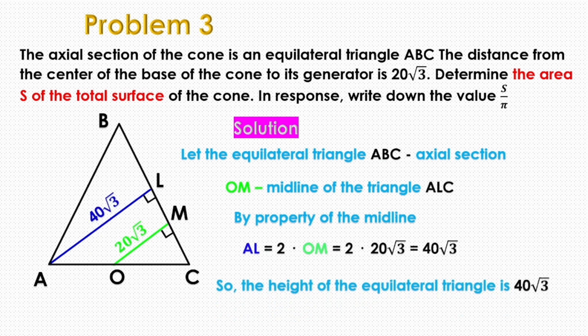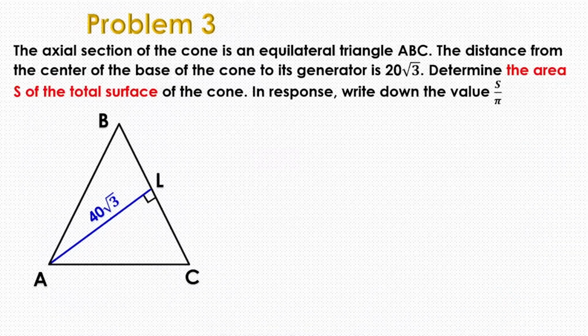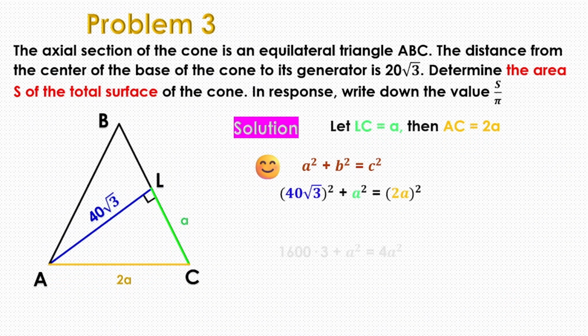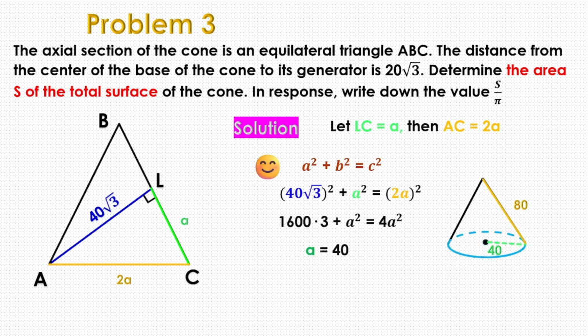So AL by the property of the midline will be twice as much as OM. So the height of an equilateral triangle is 40 square root of 3. Since AL is both the height and the median, and this triangle is also equilateral, let LC be equal to A. AC will be equal to 2A. Let us recall the Pythagorean theorem, and by the Pythagorean theorem we can determine that side A is equal to 40. I have already drawn this cone in front of you, in which I marked what the radius of the base is, and what the generator of the cone is.